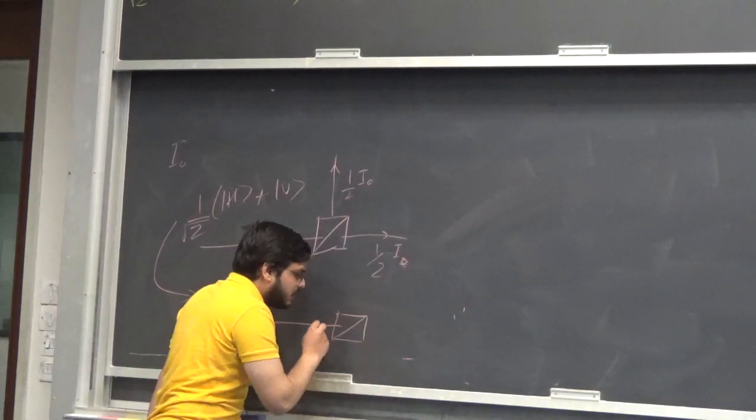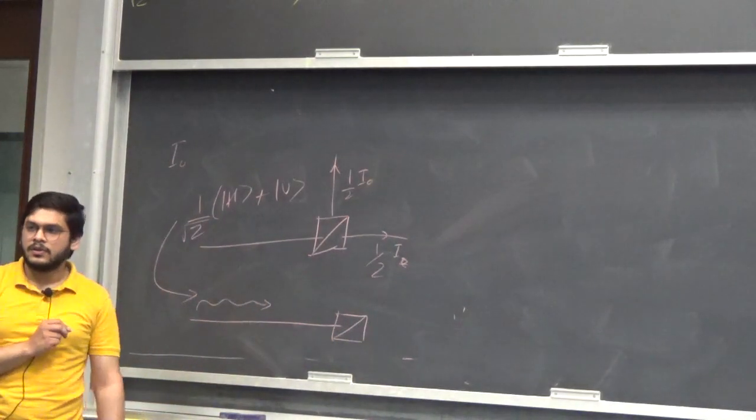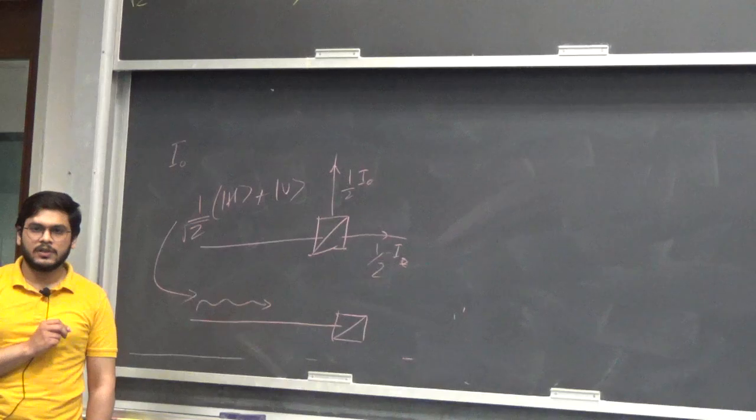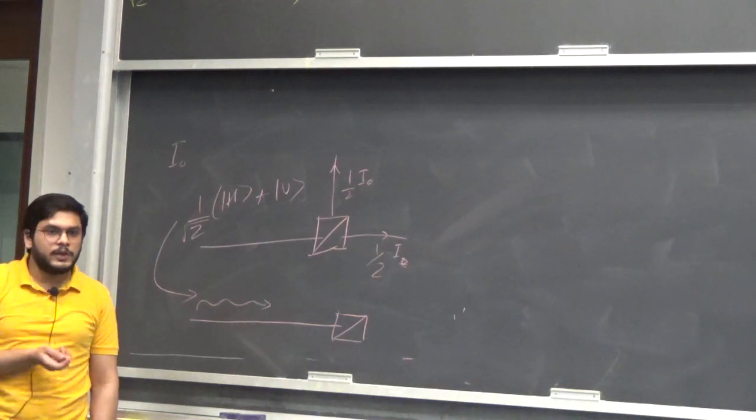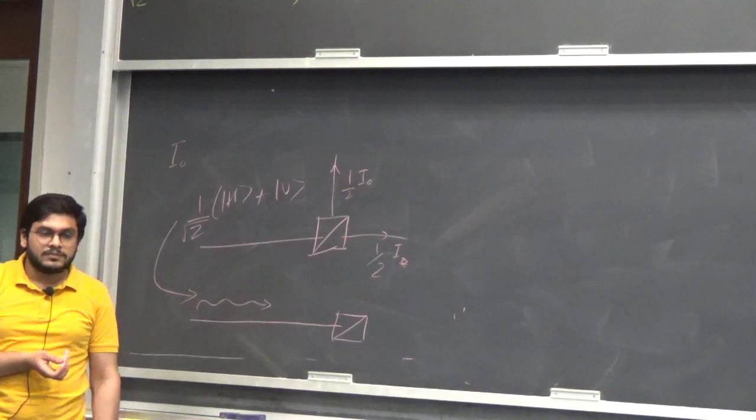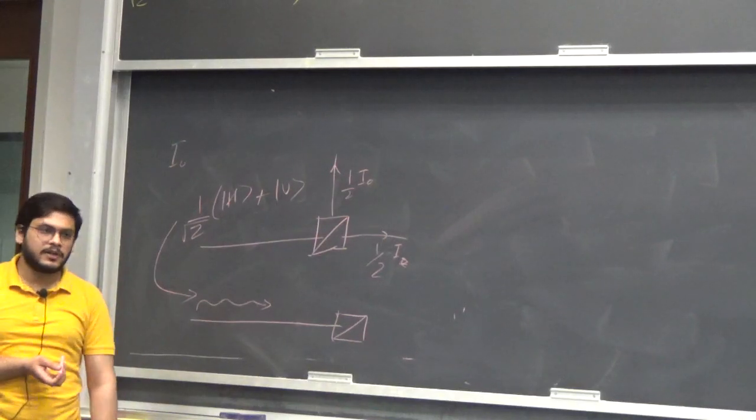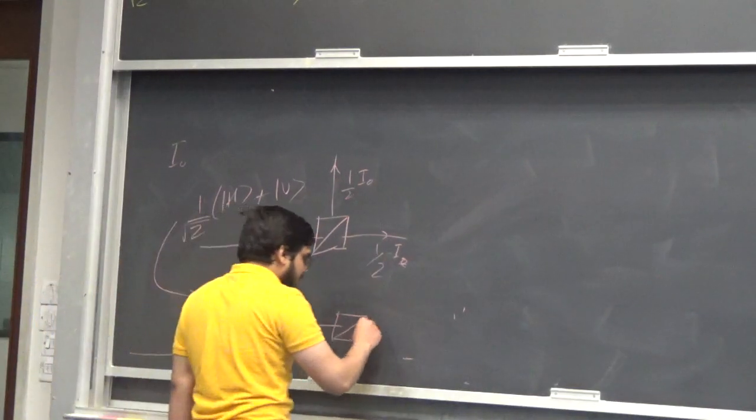How will it interact with this beam splitter? Any ideas? Will it split a single photon? What will it do then? It will either get reflected or get transmitted.